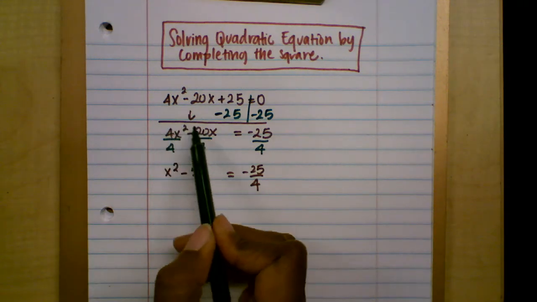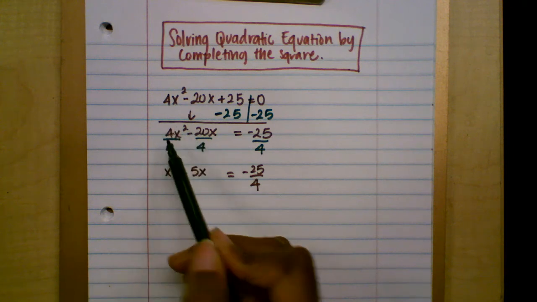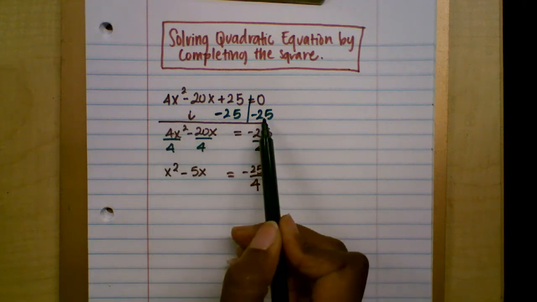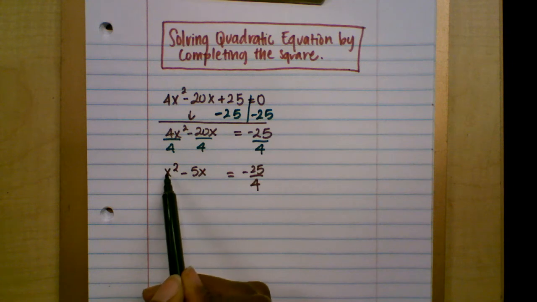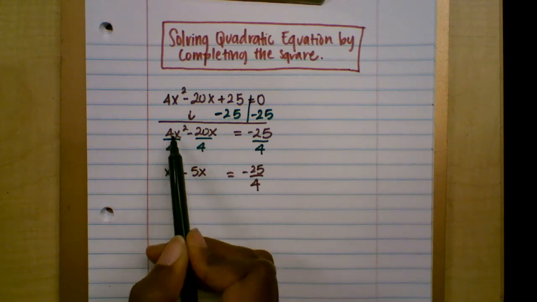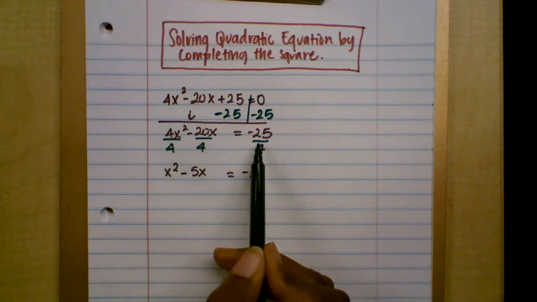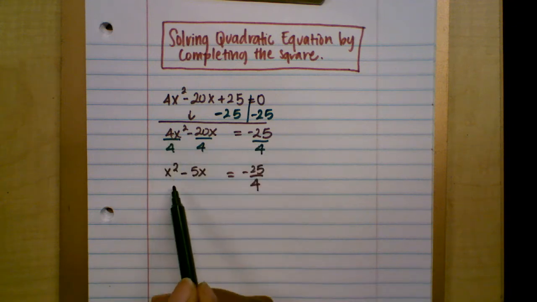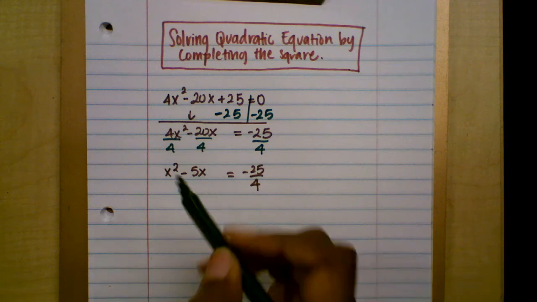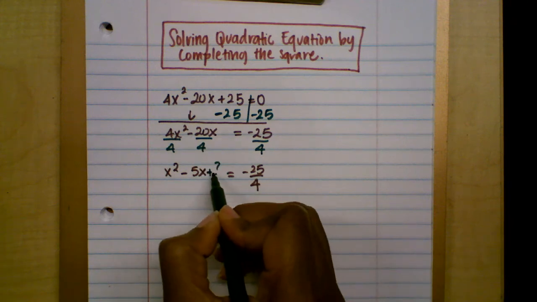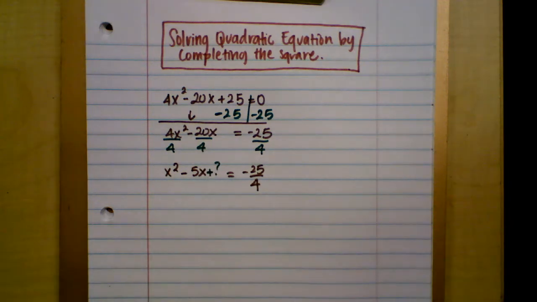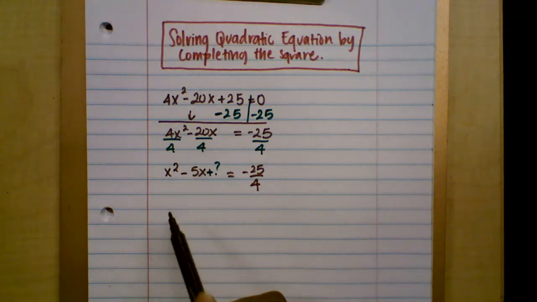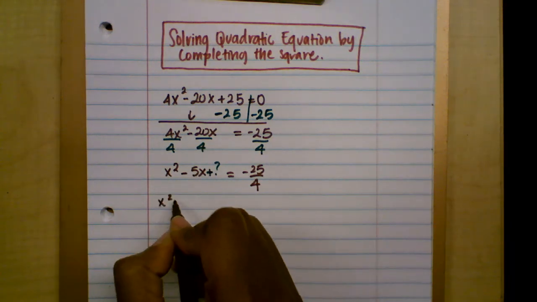So now the next step. Again, you want to have the variable on the left and the constant on the right. That's why we subtracted 25. Then x squared needs to have a coefficient of 1, so earlier I divided by 4 on both sides. Right now we need to find a number. What number would you add to this quadratic on the left side to have a perfect square?